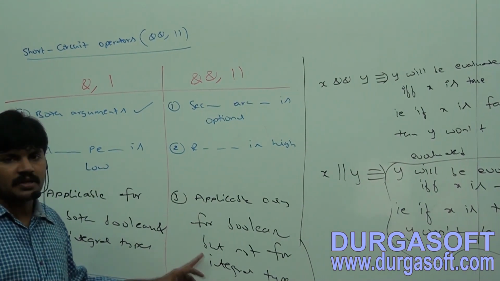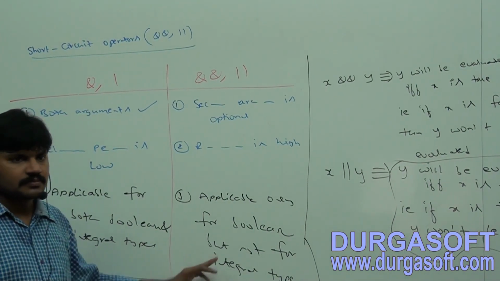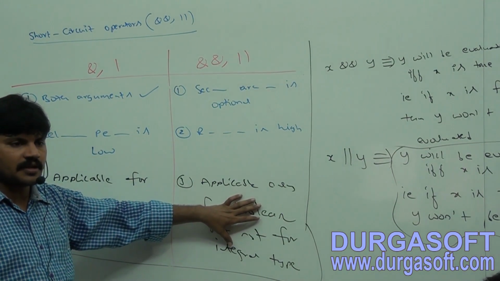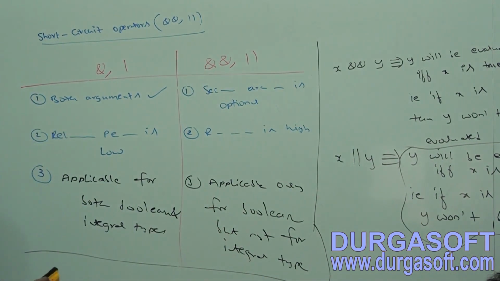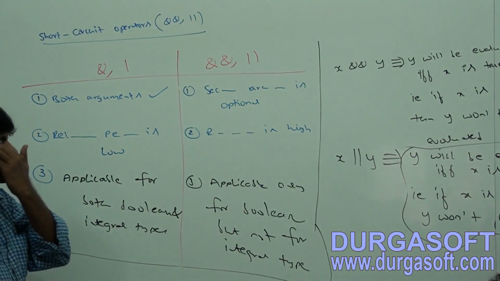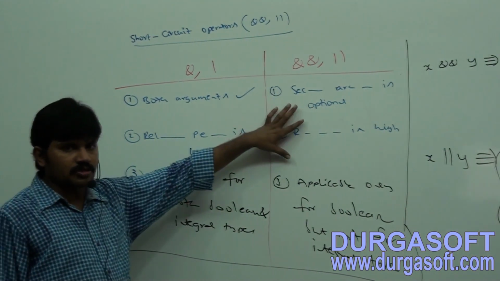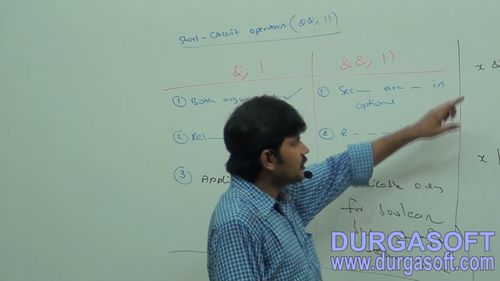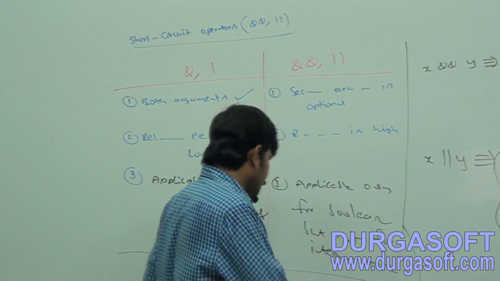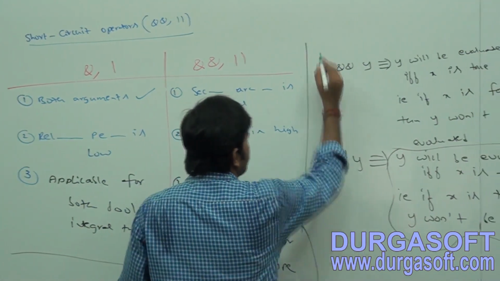Applicable only for boolean but not for integral types. That's all. Completed, right? So this is the difference between normal bitwise operators and short circuit operators. Now take note.